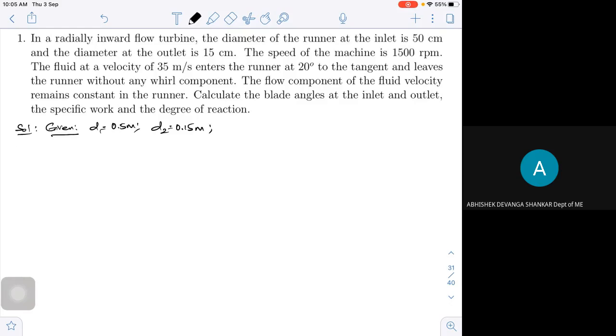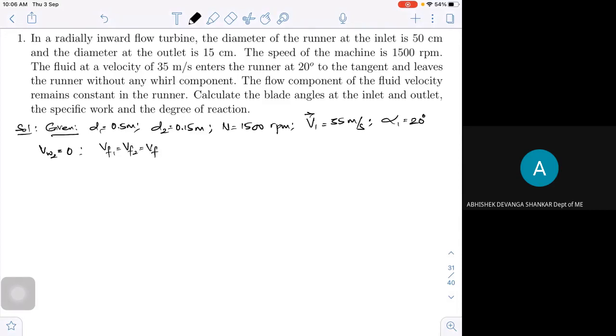Then the speed with which the turbine is rotating is 1500 rpm. Then the absolute velocity at the inlet is 35 meters per second, and the flow angle at the inlet is 20 degrees. And at the exit, there is no whirl component, which means Vw2 is equal to 0. And there are no losses. The flow component remains constant, that is, Vf1 is equal to Vf2 is equal to Vf.